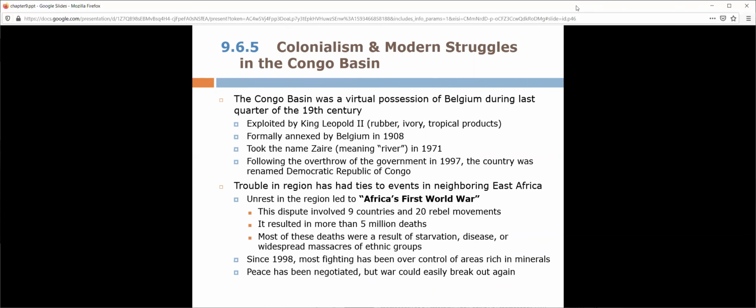Kind of scan through this stuff a little bit faster. I don't want to keep you guys here too long.